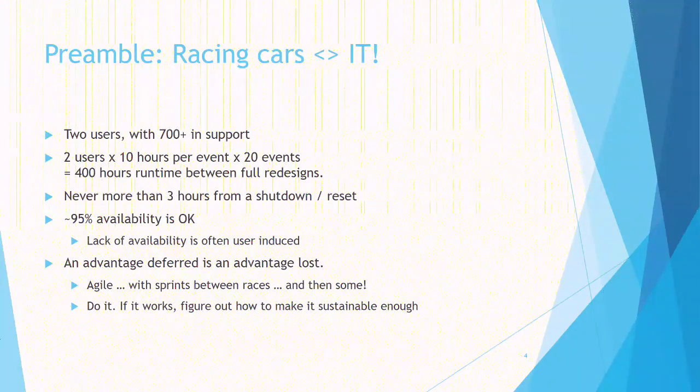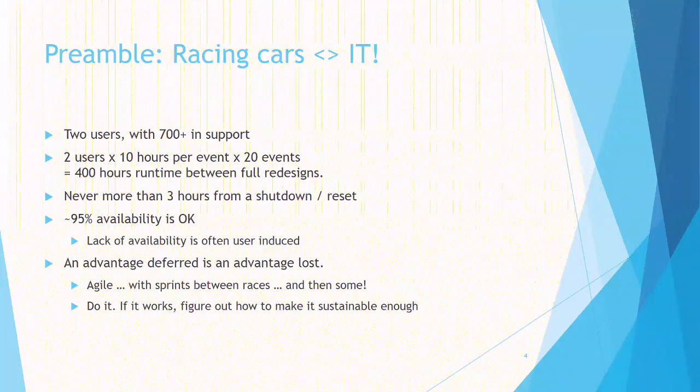So if you take our two users and say we have 20 racing events and the car runs for 10 hours in an event, we've got 400 hours of use time, and then we throw the system away and start again. Now, okay, we know about DevOps and rapid deployment, but boy, that's not a lot of user hours per redesign. The other good news, we've all had computers that don't go more than 3 hours without a reboot. That's usually seen as a problem. The car never has to run for more than 3 hours.